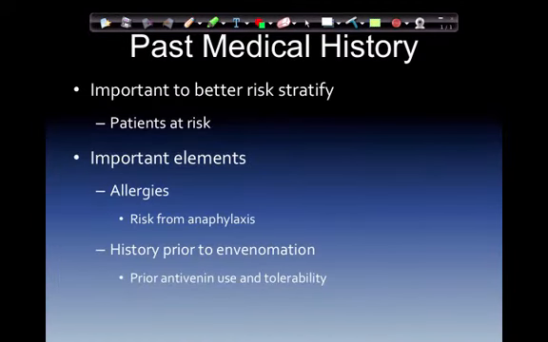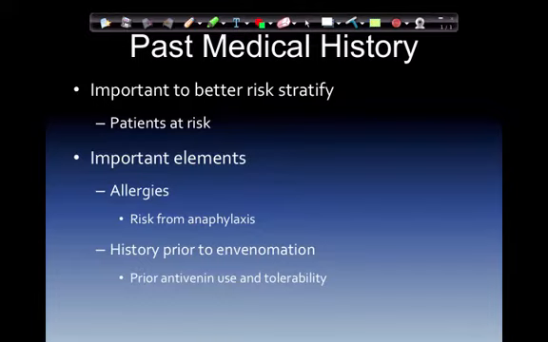Medical history is important to better risk stratify the patients as well. Patients at risk for worsening clinical symptoms would be patients that have pre-existing conditions or comorbid factors that would make them sicker. They already had a cardiac history, they already had a history of COPD, and all of a sudden they're going into anaphylaxis. Things are not going to come out well, so we have to get aggressive and get ahead of this.